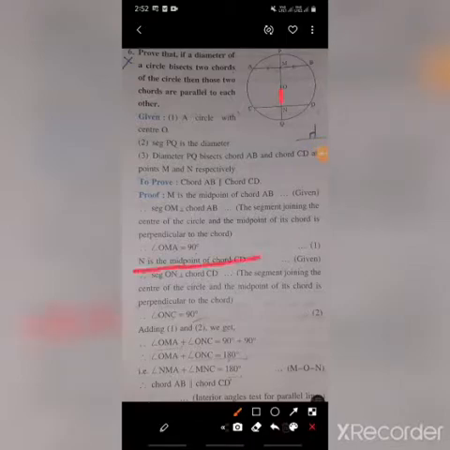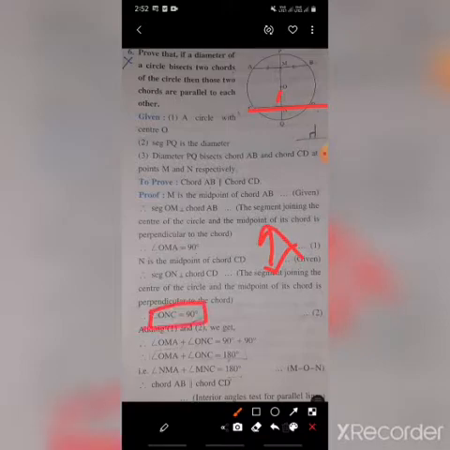N is the midpoint of CD. Then segment ON is perpendicular to CD. The reason is the same as we wrote in the first one. Then angle ONC is 90 degrees.